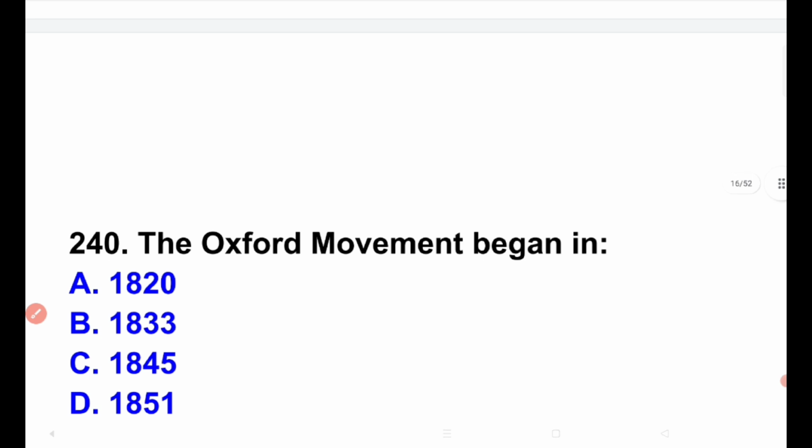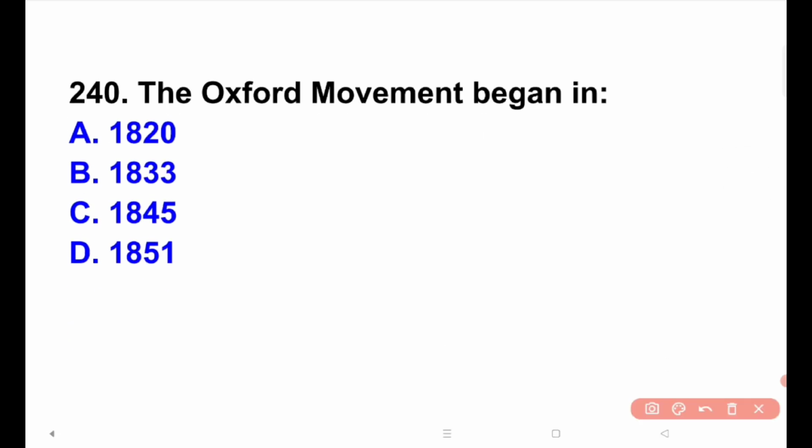Next, the Oxford Movement began in 1833. What is the Oxford Movement? A religious movement within the Church of England.